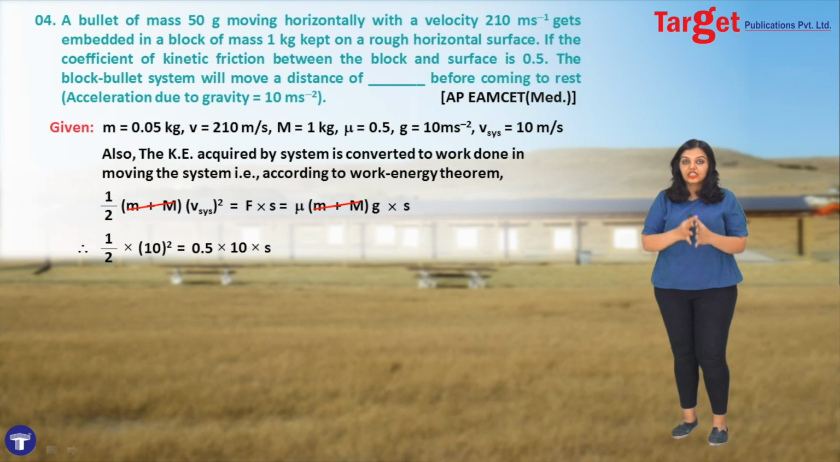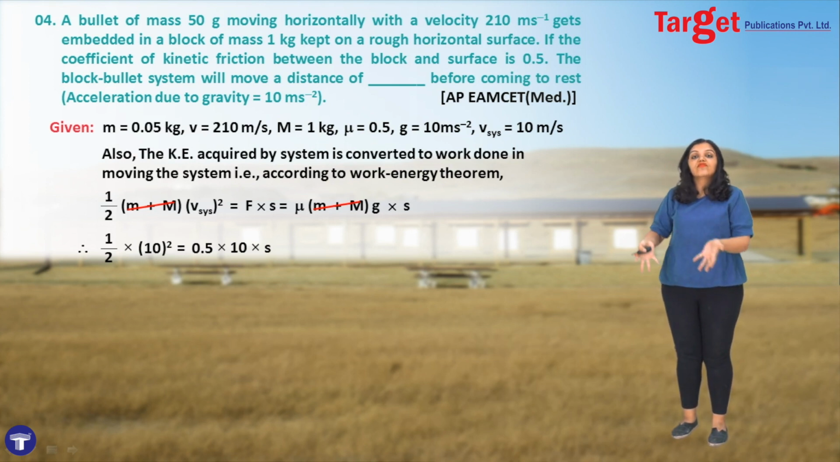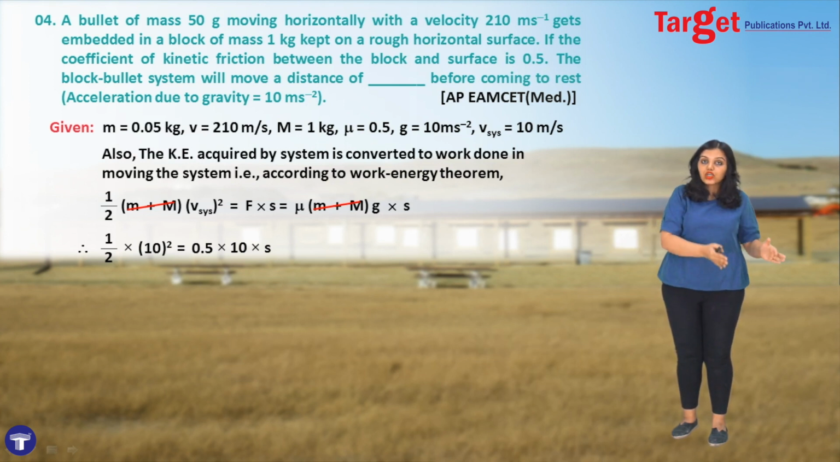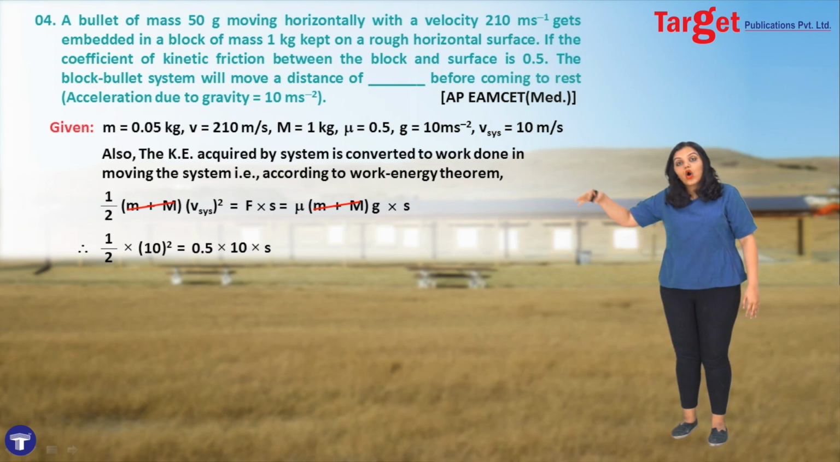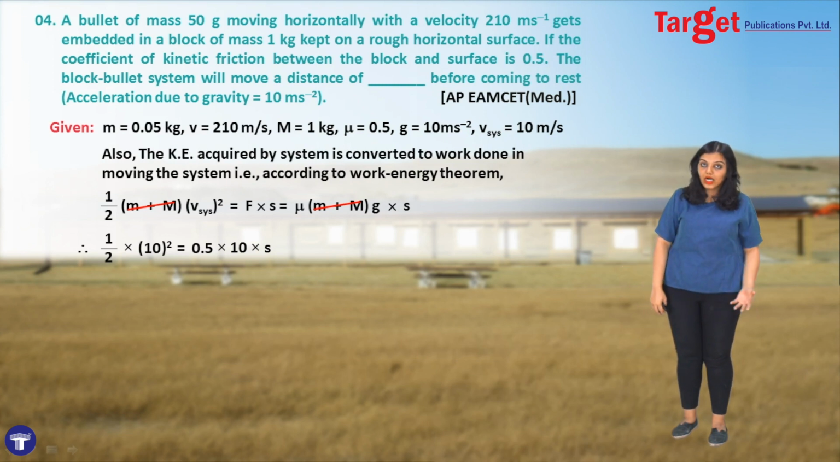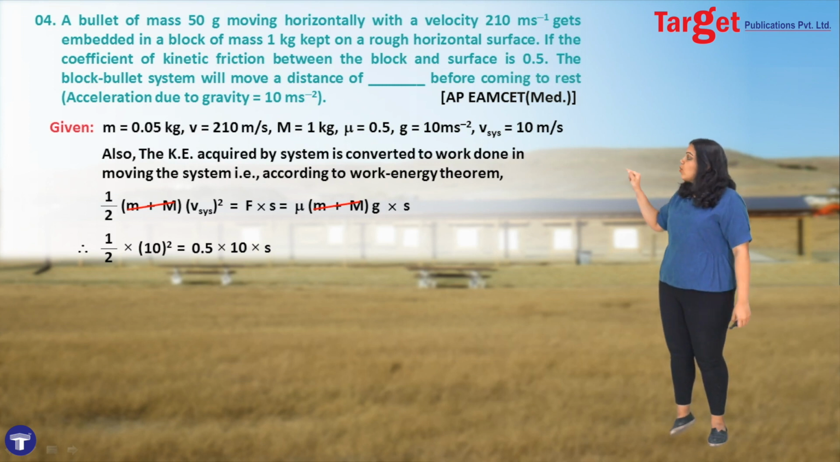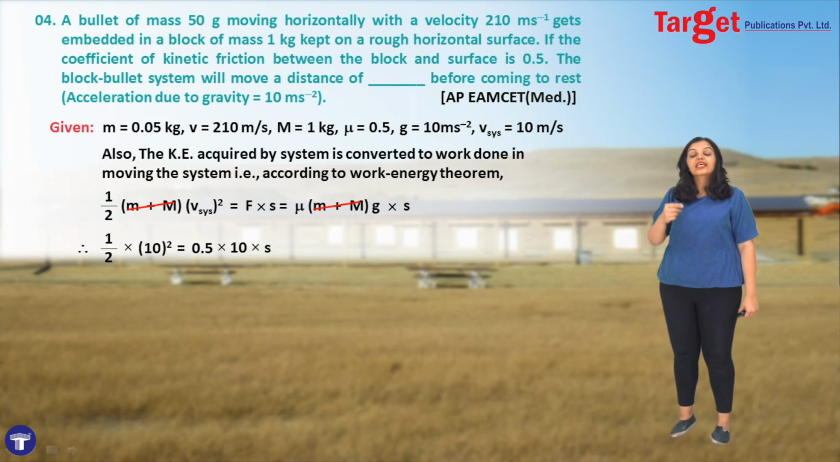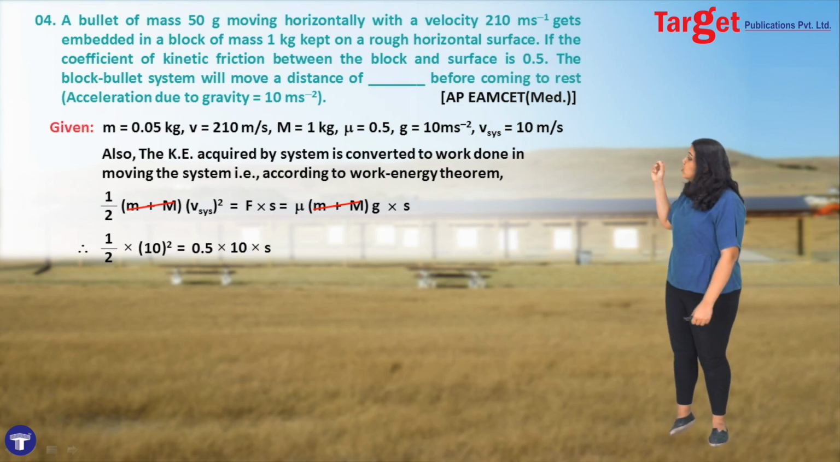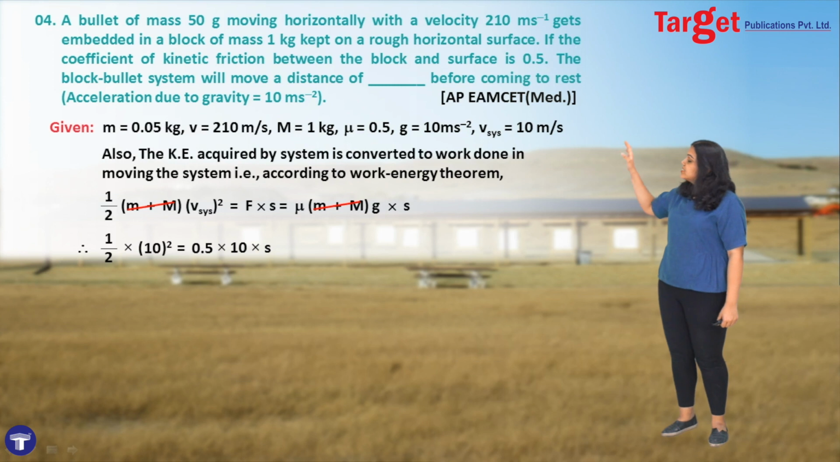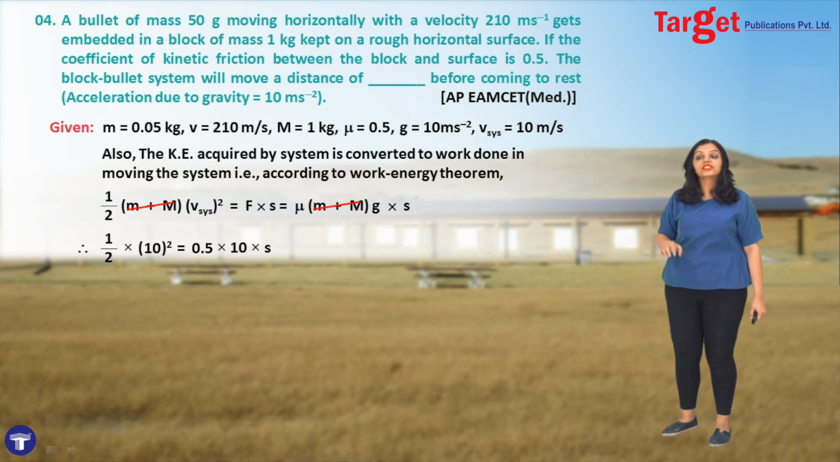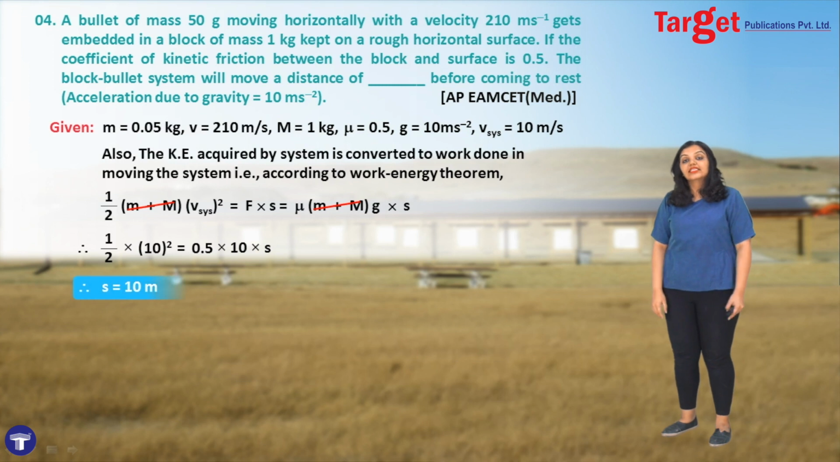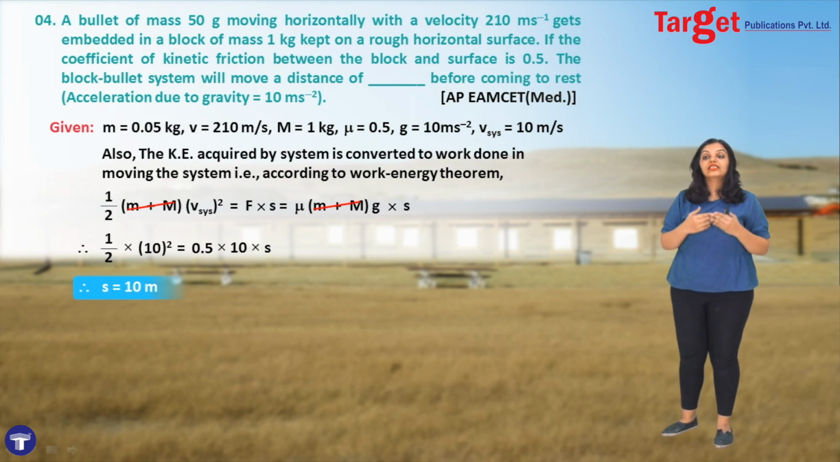So let me recap here. I have used the work energy theorem. I have said that the full kinetic energy of the system is being used to do work, which is being used to move. So when will the block stop? When the kinetic energy of the system is over. So all the kinetic energy of the system is being used to do the work, and therefore I have written that statement, half (small m plus capital M) into v_sys squared, which is the kinetic energy of the system, completely utilized in doing work by friction, which is mu (small m plus capital M) into g. Then I cancelled m plus capital M, put in the values, and finally found the answer I want, that the distance covered by the bullet block system is 10 meter.